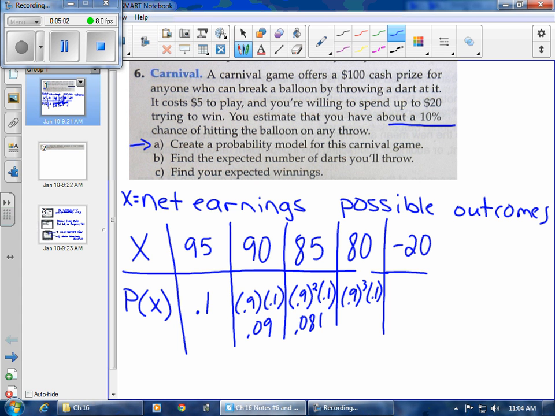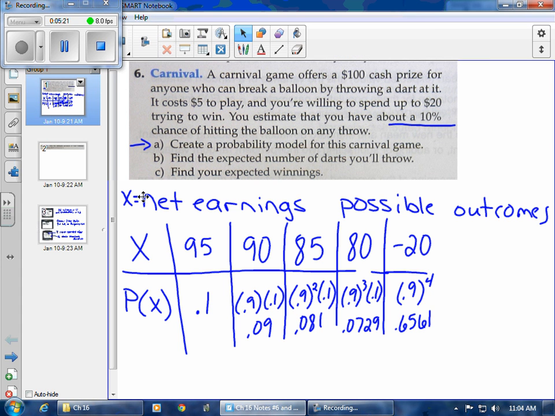0.072. Okay, and then this would be losing 4 times, so 0.9 to the 4th power. I'll need help on that one too. 0.6561. Okay, now what I'd like you guys to do is take a minute and add all these up on your calculator, because what should they add to? They should add to 1 if those are all our possibilities.